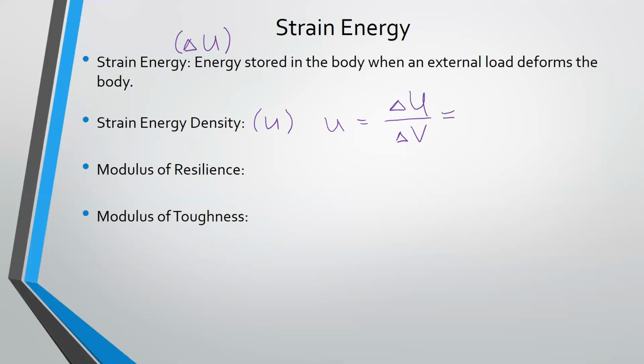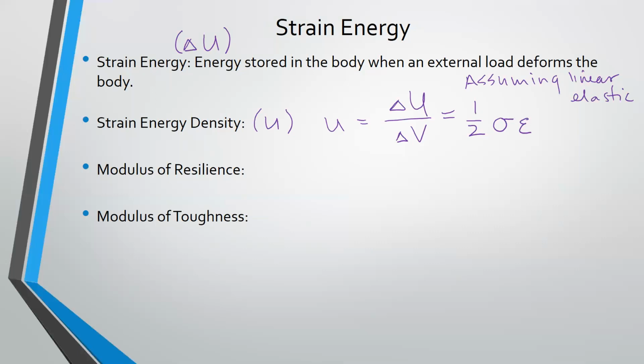Assuming linear elastic material, so assuming that we're in that linear elastic region, this ends up being 1/2 times the stress times the strain. More generally speaking, it's the area under the stress strain curve. But because of this linear relationship, that ends up being 1/2 the stress times the strain. And there's a little bit deeper explanation in your textbook, if you care to read it, that talks about deriving this equation.